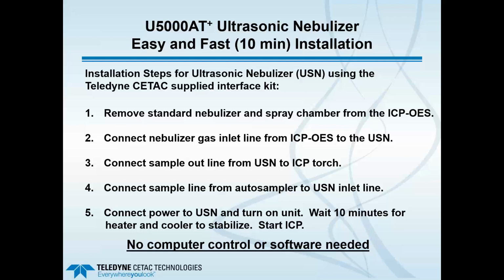If you're automating this, you would simply connect the sample line from the autosampler to the USN inlet line, connect a power cord to the USN, and turn on the unit. Wait about 10 minutes for the heater and cooler to stabilize to 140 degrees C and 3 degrees C, and then start the ICP. I showed you earlier that small video clip that has simply the one-button operation. Once the sample solutions are flowing, you simply press the yellow button and leave it on. In all of this, no computer control or software is needed for the ultrasonic nebulizer.